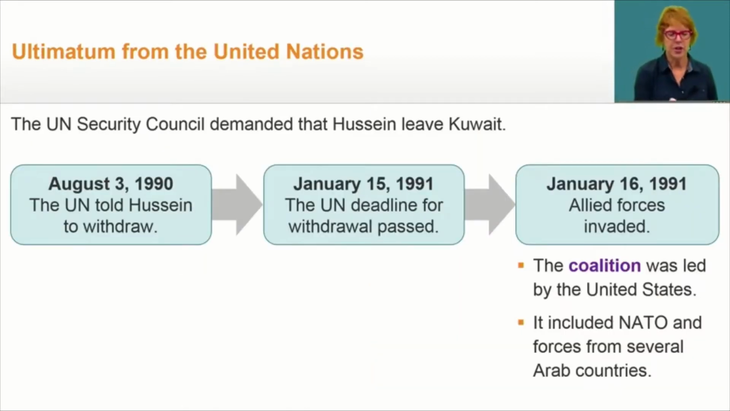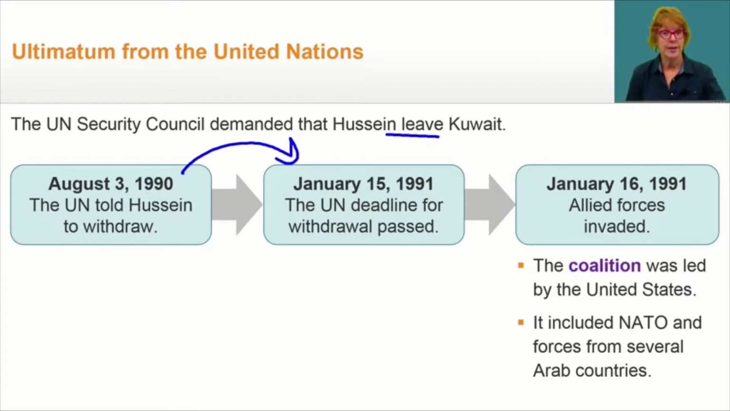The UN Security Council demanded that Hussein leave Kuwait. The United Nations, through a US-backed resolution, gave Hussein a deadline for leaving Kuwait. As that date neared, NATO troops gathered in Saudi Arabia ready to strike. In an attempt to avoid an armed conflict, the United Nations gave Iraq a date to withdraw from Kuwait.